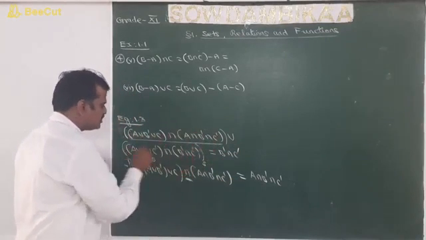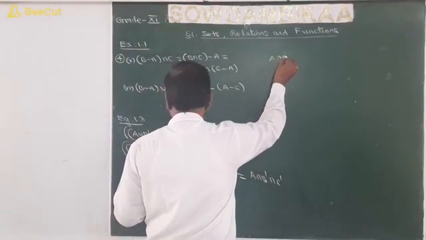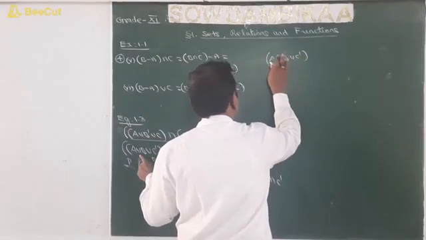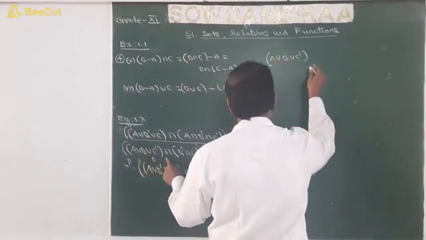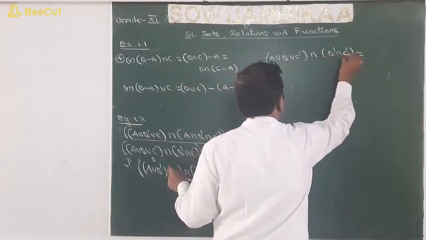So next we move on to the second thing. What is the second thing? (A ∩ B) ∪ C', so (A ∪ B ∪ C') ∩ B' ∩ C'. So this is what we have to find out.